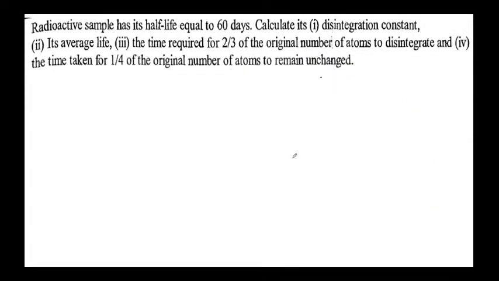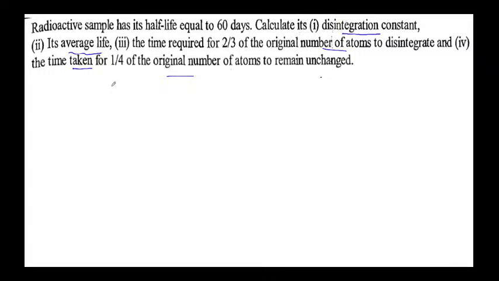So the question is: a radioactive sample has its half-life equal to 60 days. First, calculate its disintegration constant. Second, calculate its average life. Third, the time required for 2/3 of the original number of atoms to disintegrate. And fourth, the time taken for 1/4 of the original number of atoms to remain unchanged. So in the first part we have to calculate the disintegration constant.